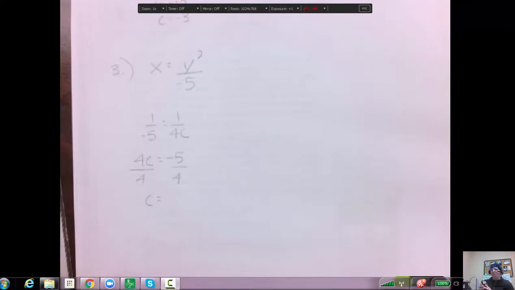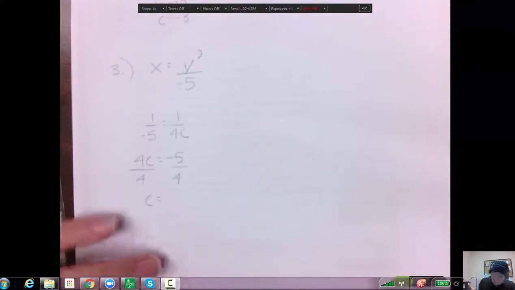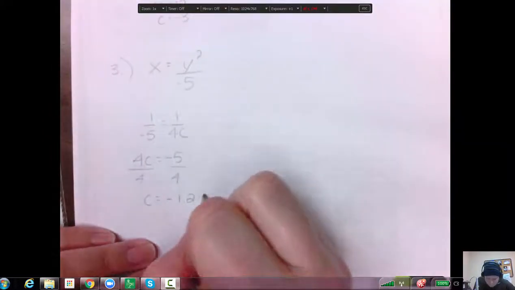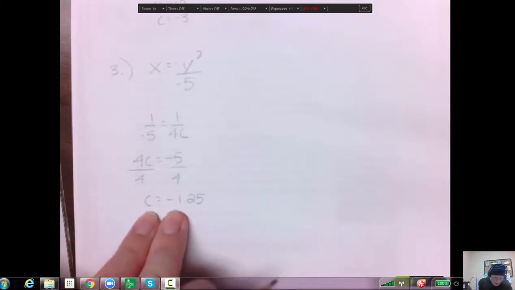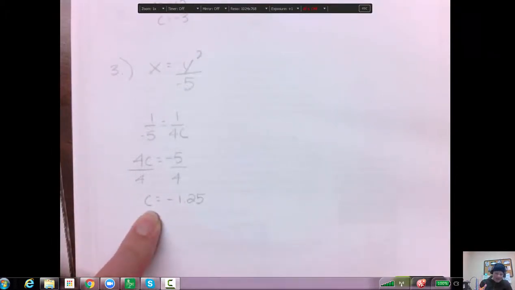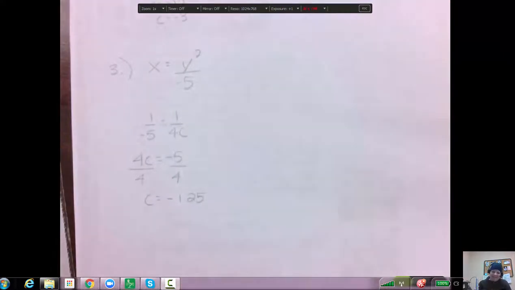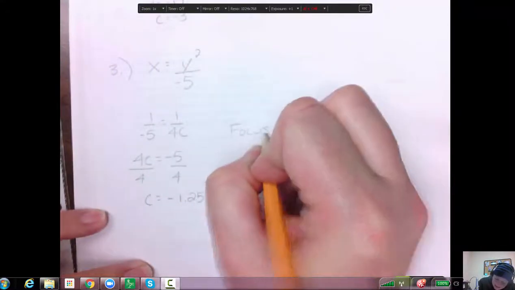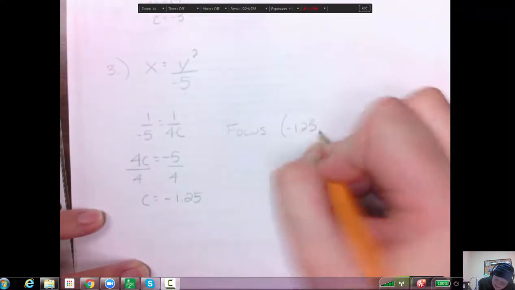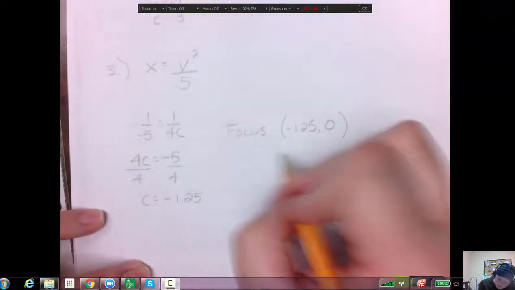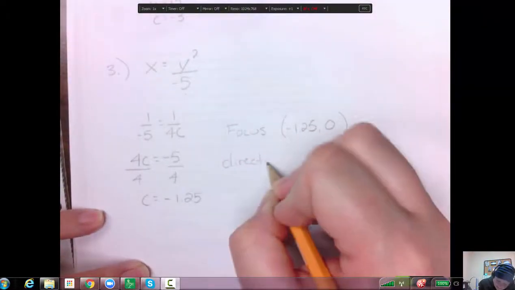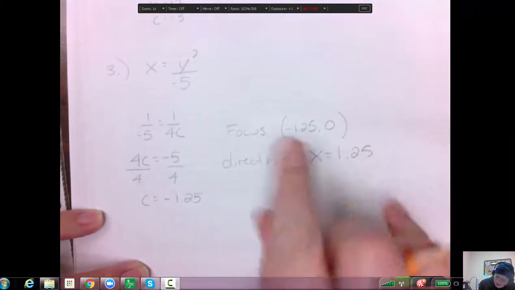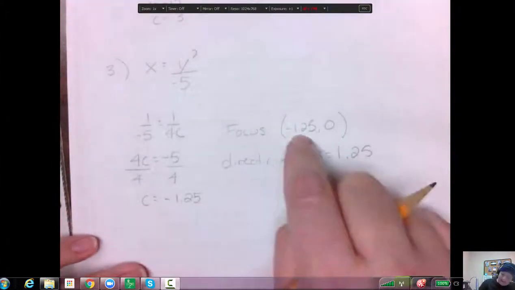I can't remember. I think the book likes it as a decimal. So negative 1.25. And ours is a negative on our c. So we got to remember then, okay, if it's a negative for the c value, and this is x equals, then our focus is going to be negative 1.25, 0. And the directrix is going to be found at x equals 1.25. Opposite signs. Right? And the c is the one on the focus.